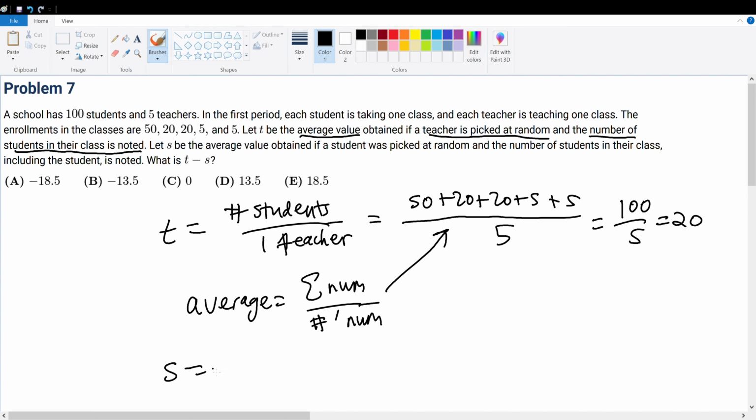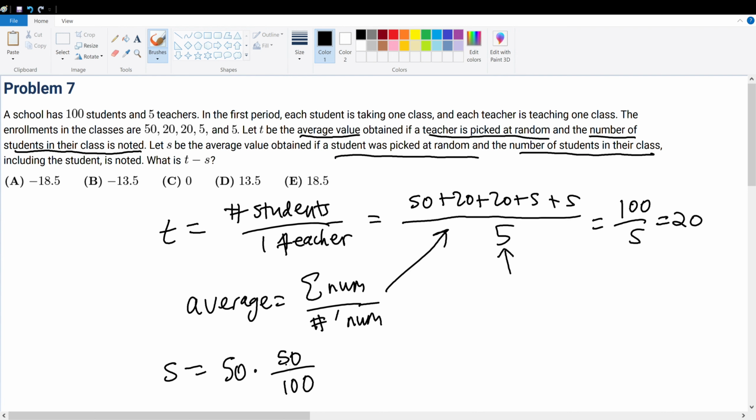What is S? Well, if we're trying to solve for S, then we need to consider what it means for a student to be picked at random and the number of students in the class, including the student, to be noted. If the student is to be noted, then we're no longer dividing by 5, because the 5 was representing the teacher being picked at random. Now it's the student being picked at random. So if I were to have the first class of 50 students, then including the 50 students, one must have 50 in the numerator, but divided by the denominator, that must be the fraction that 50 corresponds to in the entire school, which would be 100.